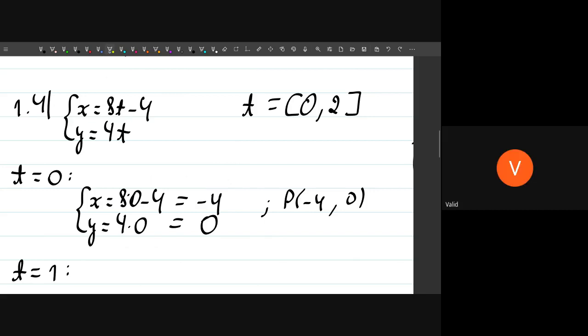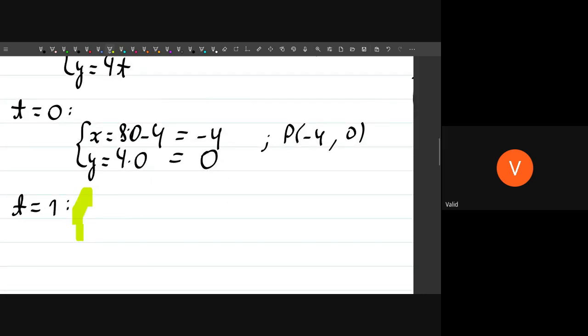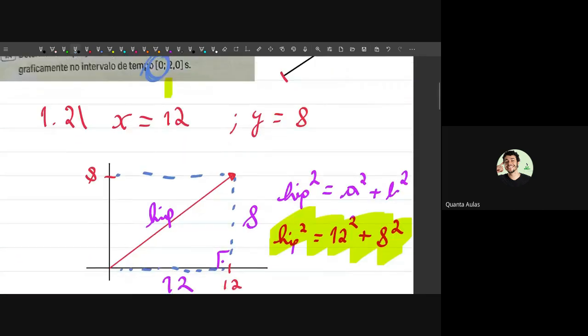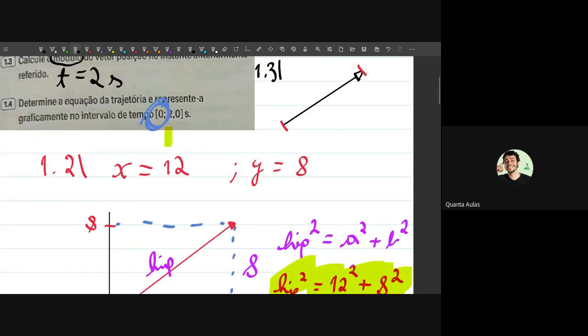So x will be 4 and y will be 4. Perfect. Exactly. X is 4 and y is 4 too. So we have these points. We have the first point. We have this point too. And we have the point you calculated in another situation.